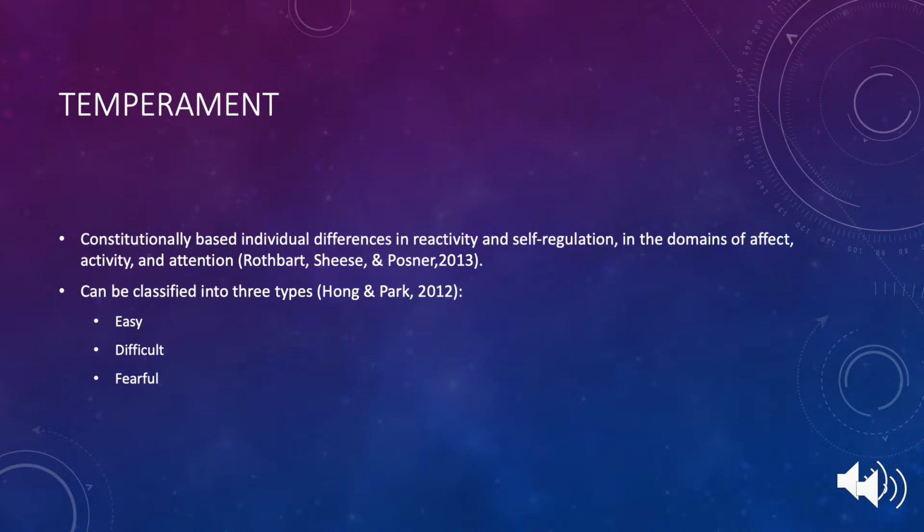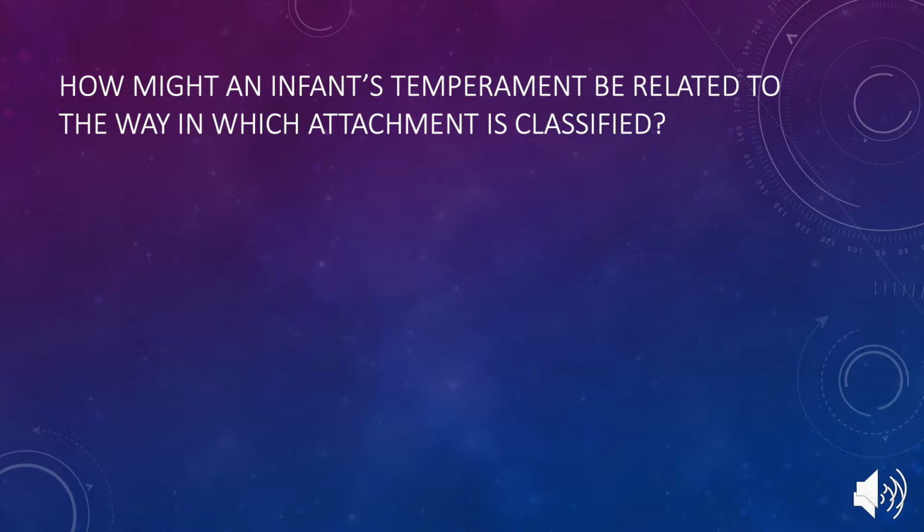From the articles that we read for this class, temperament is defined as constitutionally based individual differences in reactivity and self-regulation in the domains of affect, activity, and attention. It can be classified into three types: easy, difficult, and fearful. So, how might an infant's temperament be related to the way in which attachment is classified?